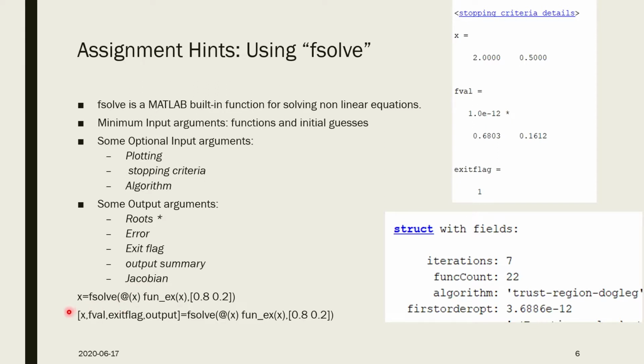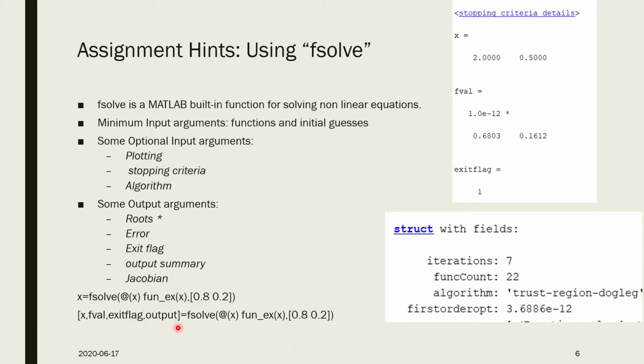This is an example of how you can execute fsolve using the minimum arguments. You're getting x and you're just using the minimum arguments, which are the function and the initial guesses. And this is the syntax if we wanted to get additional things like the evaluation of the function at the root and the output summary and so on.